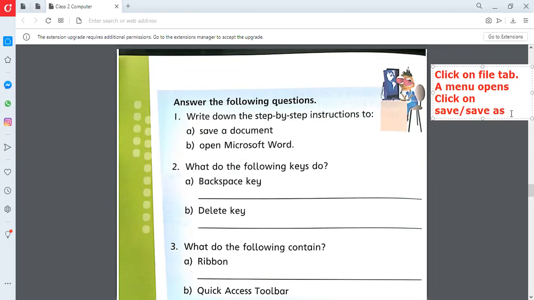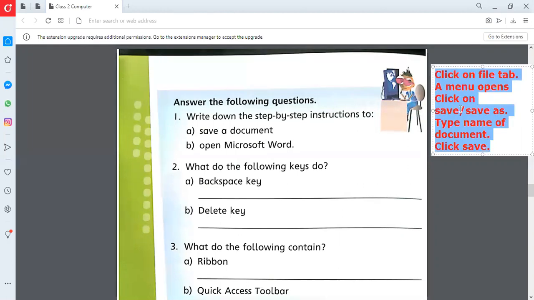The third step is this. Then the fourth step we have is type name of document. Then click save. So these are the 5 steps for saving a document.